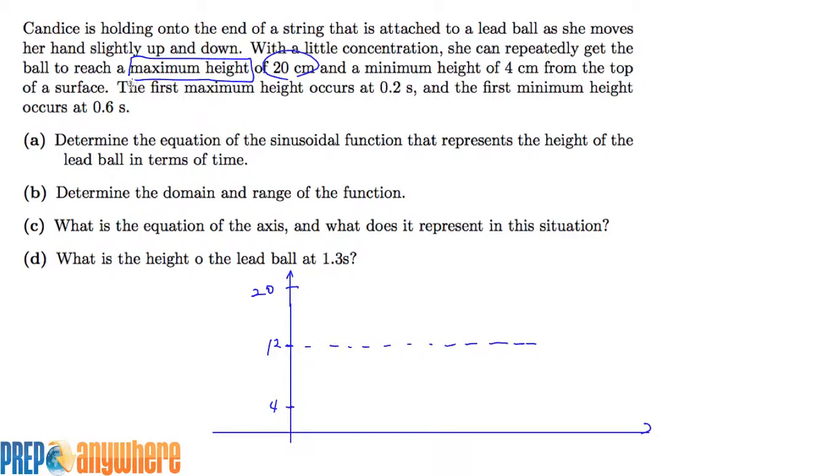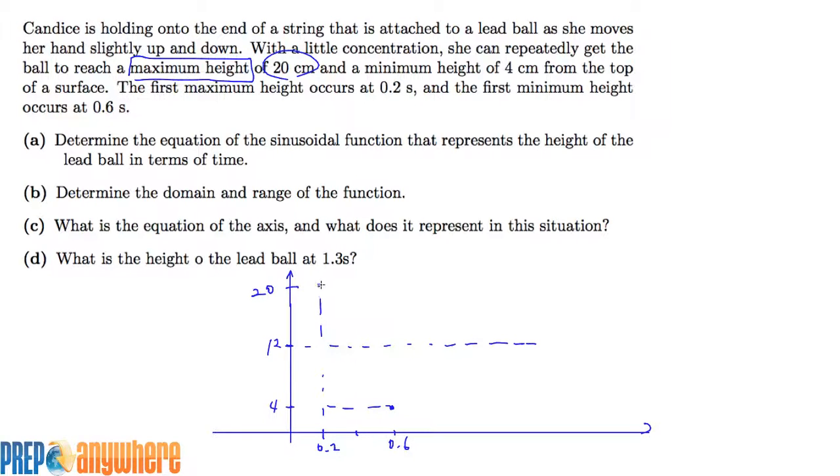Okay, so the first maximum height occurs at 0.2 seconds. So let's say this is 0.2. There is the maximum. And the first minimum height occurs at 0.6. Okay, 0.6. So let's say that's 0.4, 0.6.